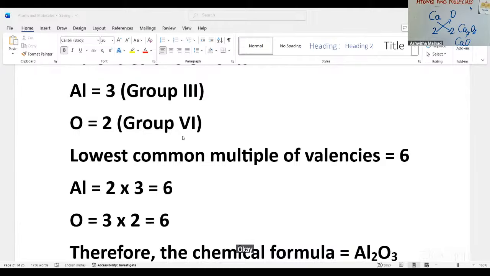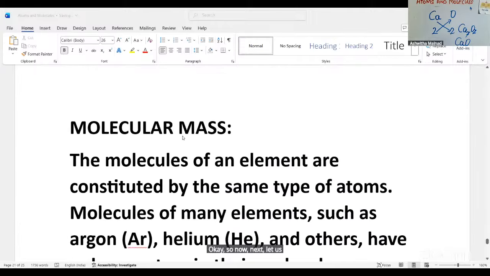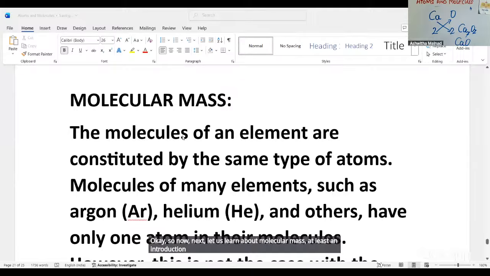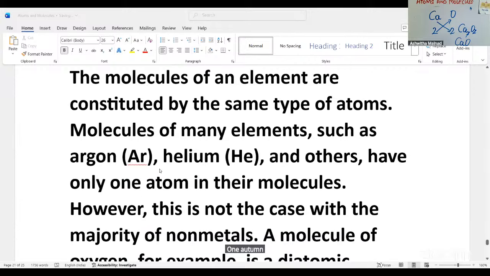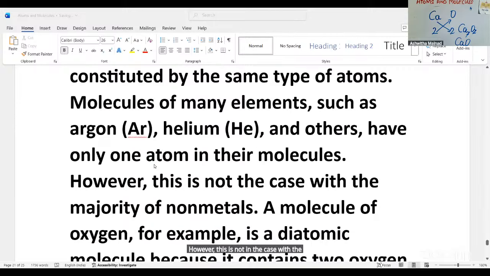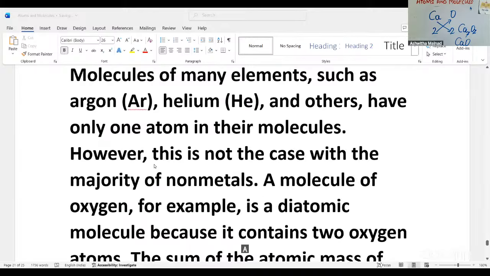So now next let us learn about molecular mass, at least an introduction about molecular mass. See, now the molecules of an element are constituted by the same type of atoms. Molecules of many elements such as argon, which we write as Ar, helium, which we write as He, and others have only one atom in their molecules. However, this is not the case with the majority of non-metals. A molecule of oxygen, for example, is a diatomic molecule.